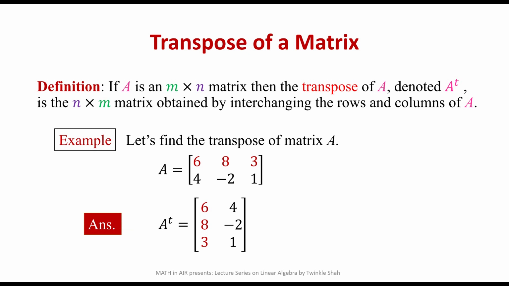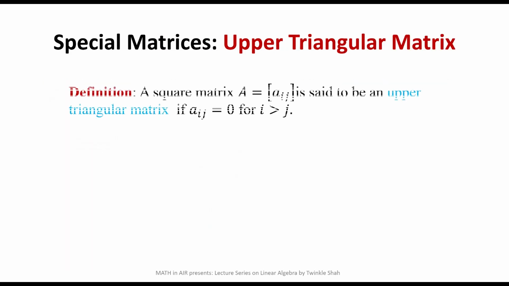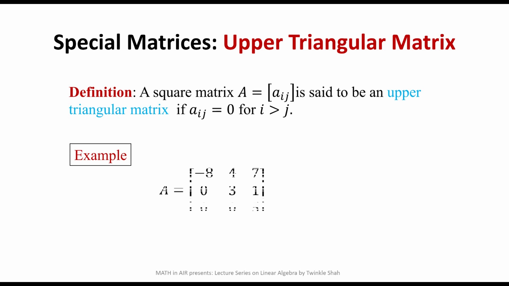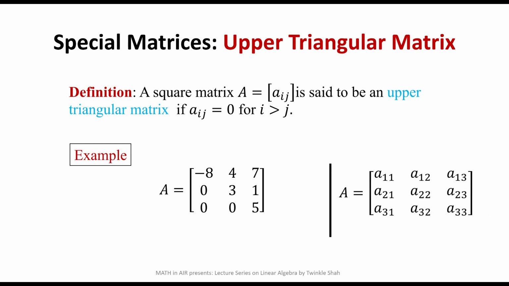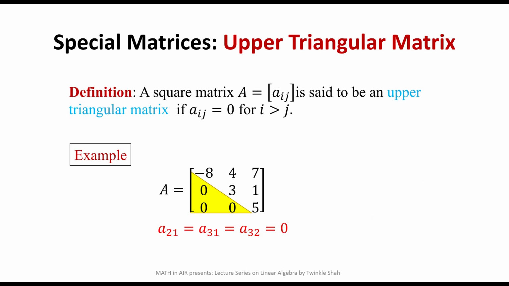And that's the answer. Now let's understand the definition of upper triangular matrix. A square matrix A is said to be an upper triangular matrix if A sub ij equals 0 for i greater than j. For example, here we have a 3 by 3 square matrix A. Let's figure out if matrix A is an upper triangular matrix or not. Here on the right we have a general form of a 3 by 3 square matrix A. To be able to call this matrix A an upper triangular matrix, the entries A sub 2 1, A sub 3 1 and A sub 3 2 have to be equal to 0. Here on the left we can see that in matrix A these entries are 0. Therefore, matrix A is an upper triangular matrix.